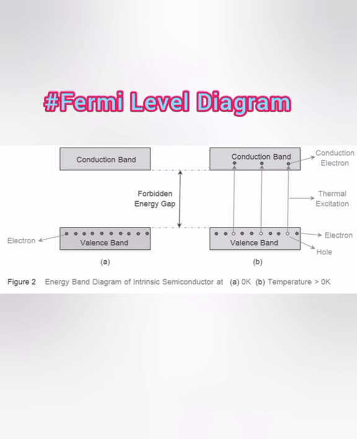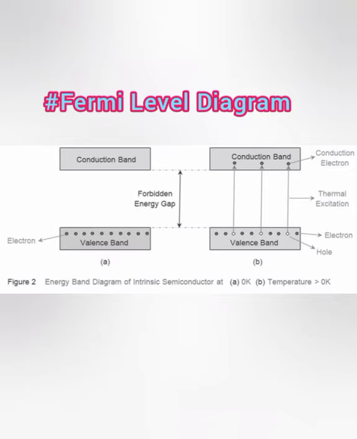Diagram. Here you can see that there are two bands present. The lower band is the valence band and the upper band is the conduction band. The energy gap present between them is known as the forbidden energy gap. At a temperature of 0 Kelvin, the electrons completely fill the valence band, while the conduction band is totally empty for an intrinsic semiconductor.